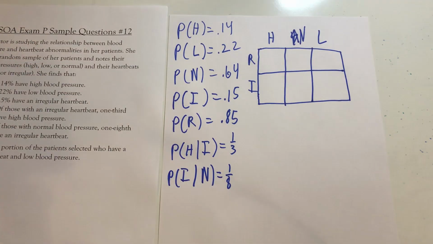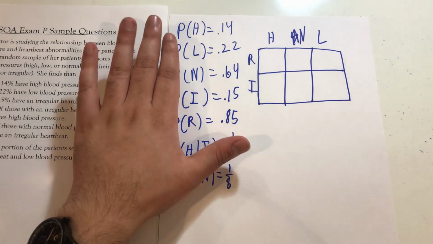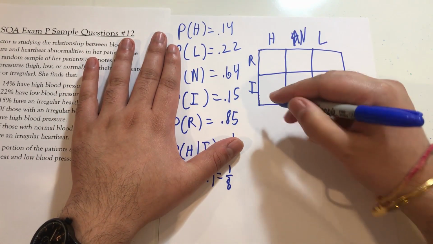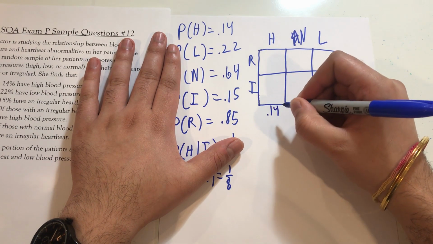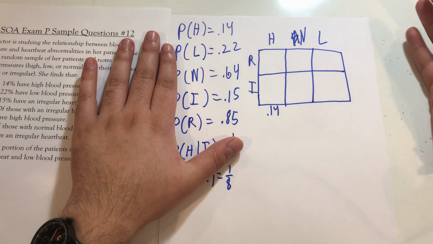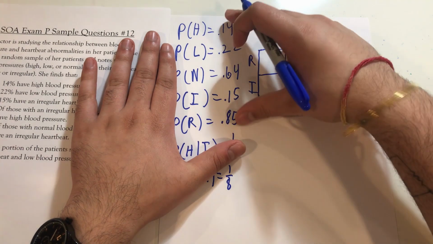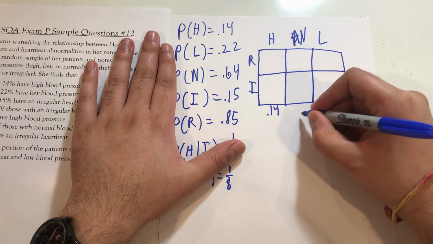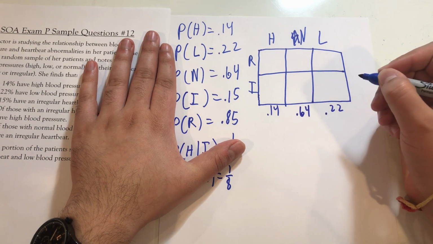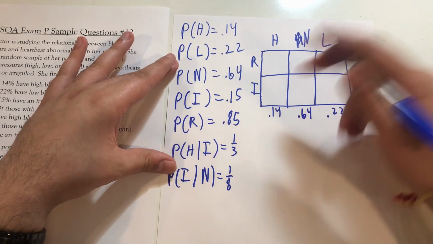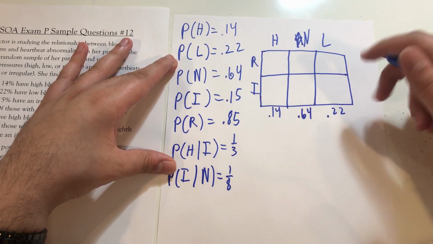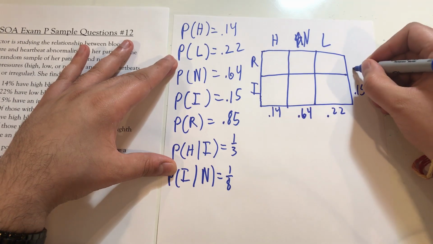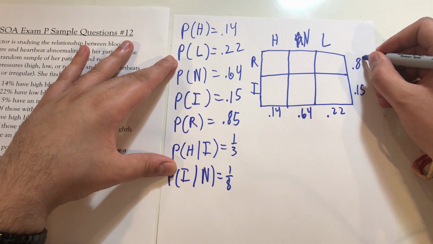And we can start filling in the information based off what we have. Those with a high blood pressure, that's 0.14. That should be this entire column. So I'm going to write 0.14 down here, and with the same logic, I'm going to fill in the rest of what I have here. Those with the low blood pressure, that's 0.22, 0.64 for those with the normal blood pressure, 0.15 for those with an irregular heartbeat, and 0.85 for those with a regular heartbeat.